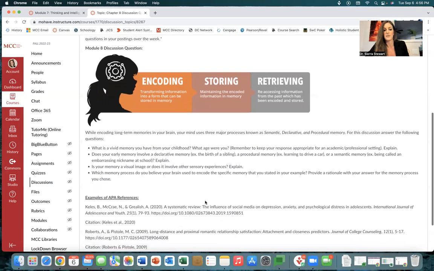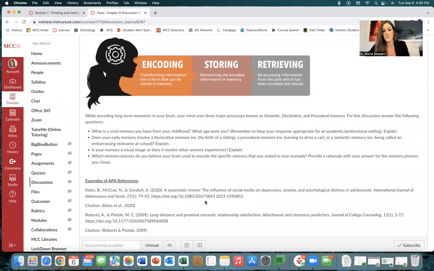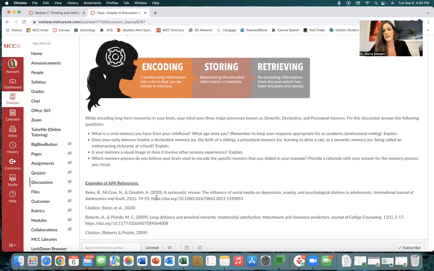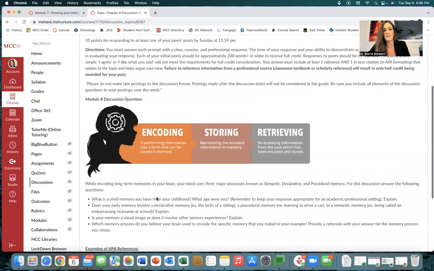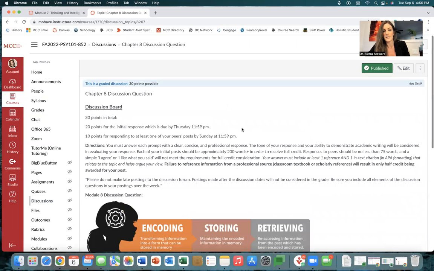Then you can answer the rest of these questions. Go ahead and respond to another student and include an APA reference. Something that is fun and that you can remember, go ahead and explain it, include all these good details, and you should be good to go on your chapter 8 discussion question.